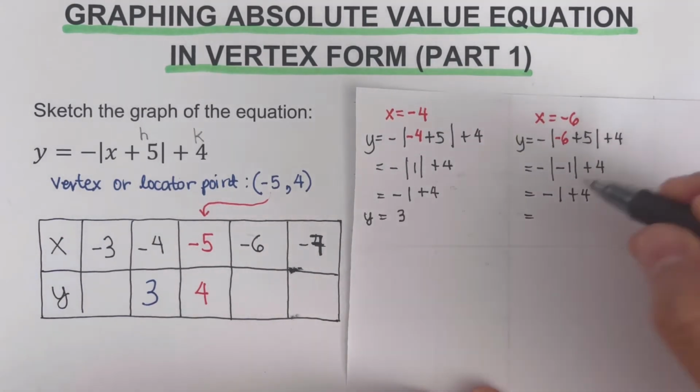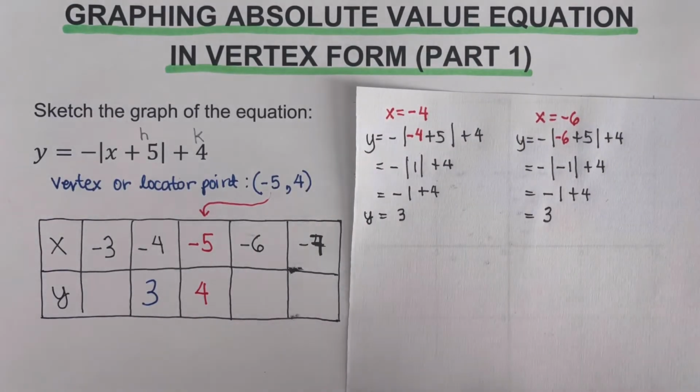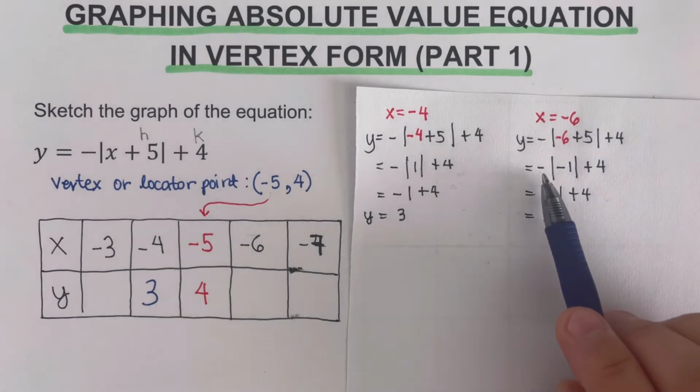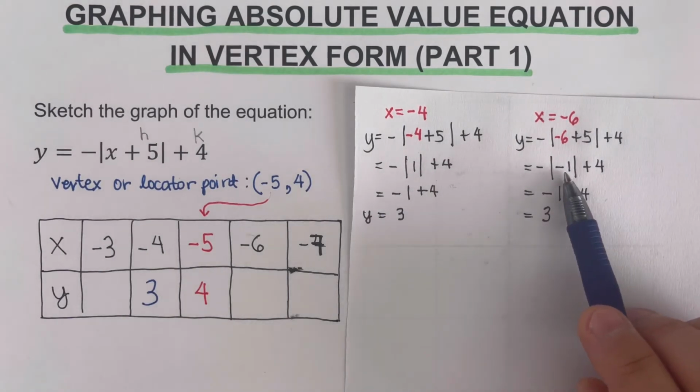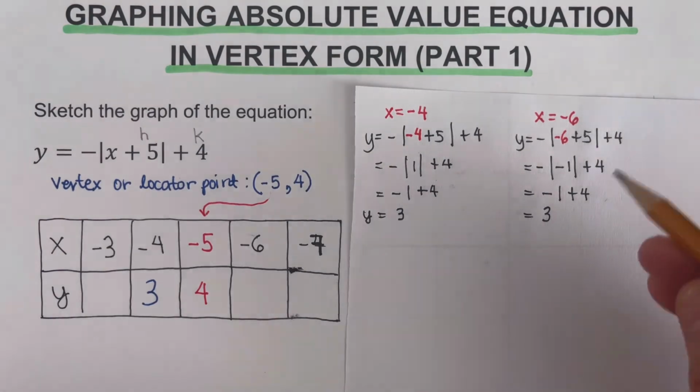So our answer is positive 3. Now, please remember, because others are going to think that they are multiplying this negative and negative right here. That's not how it works, because this is absolute value. That means the absolute value of negative 1 is actually a positive 1.